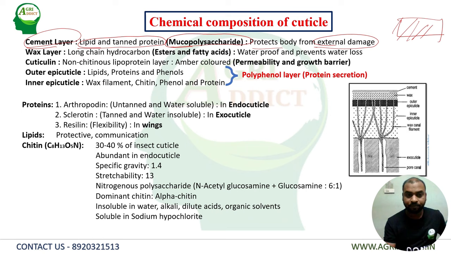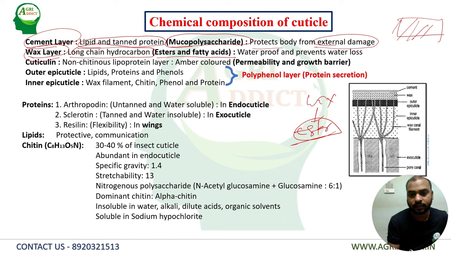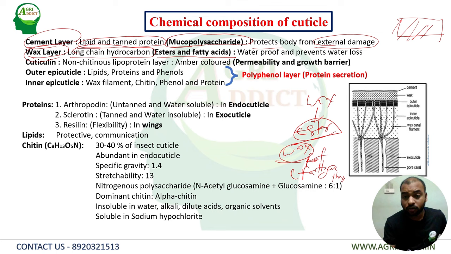And the second is the wax layer. Wax is always related to esters. Remember this thing. This is a long chain hydrocarbon structure, an ester of fatty acids. These waxes are just like fat-like structures, that means fatty acids, or some polyphenols, hydrocarbons also. If you put one drop of water on the wax, it will just slip down. That means it is a waterproofing-like structure. So this wax is waterproof and prevents water loss.